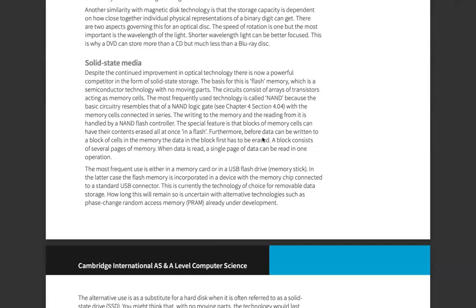Furthermore, before data can be written to a block of cells in the memory, the data in the block first has to be erased. දැනට තියෙන already තියෙන data ටික erase කරලා තමයි අලුතෙන් data input කරන්න වෙන්නේ. So a block consists.